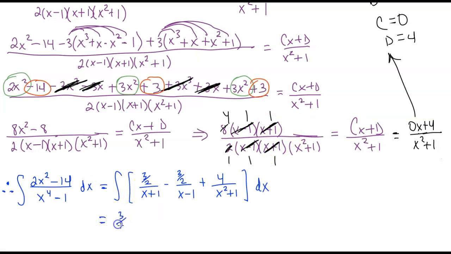So for the first term, we have a 3 over 2. Antiderivative of 1 over x plus 1 is just natural log of absolute value of x plus 1, minus 3 over 2 natural log absolute value of x minus 1. And then we'll ignore the 4 here. And of course, the antiderivative of 1 divided by x squared plus 1 ends up being a tangent inverse, or arctan of x. And then we just have plus c there. And I'm going to try to make that arctan look a little better.